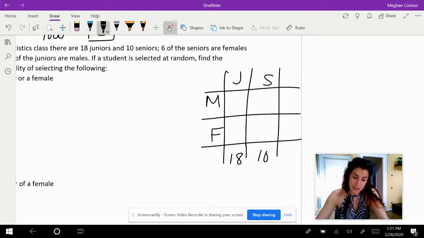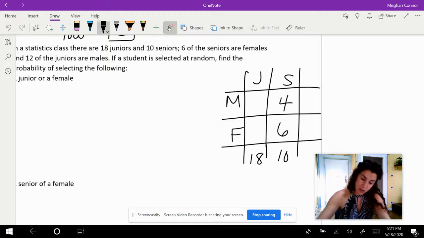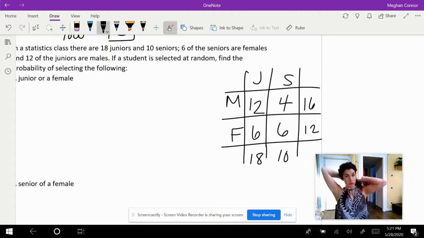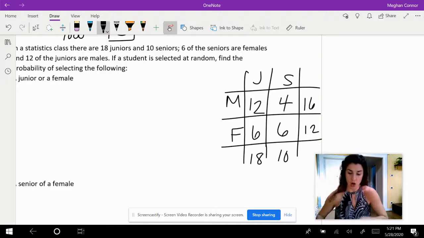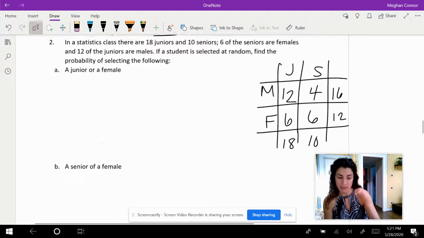It says 6 of the seniors are females. So if I write down 6 for seniors that are females, then the remaining 4 seniors must be male. And then it says that 12 of the juniors are males. So if 12 out of the 18 juniors are males, then that means there are 6 females that are juniors. So we can make totals of males and females as well. And so we've got our totals as well as our distribution of our experimental probability. Now we have this sample set, and we use this sample set to make the probabilities.